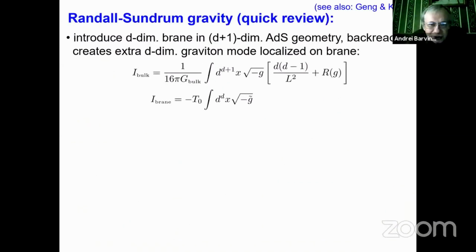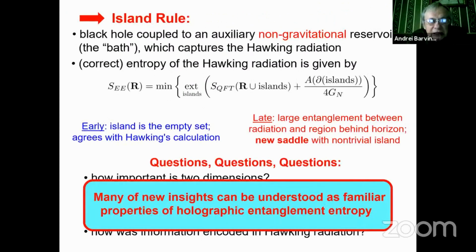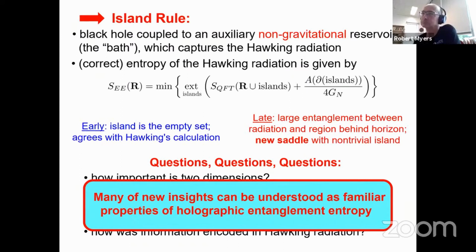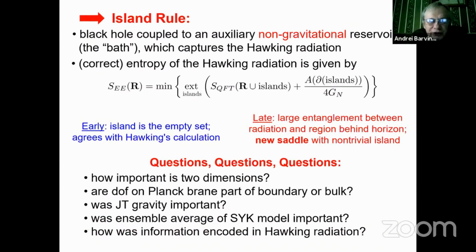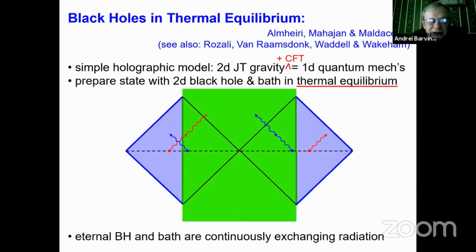Sorry, can I ask a question? Sure. How do you define the boundaries between the islands and the rest, the bath region? Roughly speaking, is it correct that altogether the island plus the bath occupy the whole space-like surface?